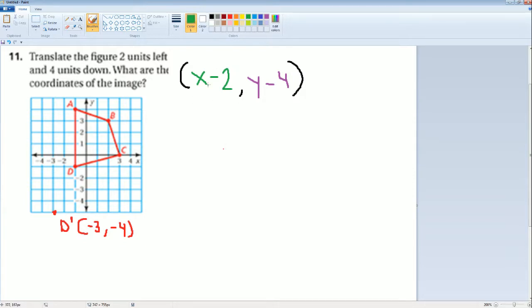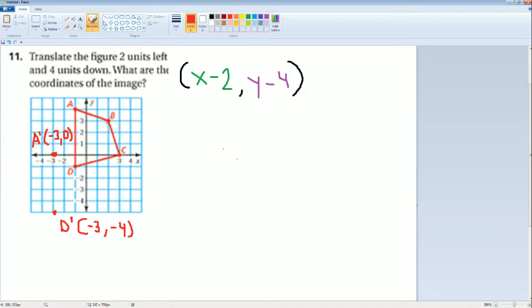Next, let's grab a. Go 2 to the left: 1, 2. Then 4 down: 1, 2, 3, 4. Perfect. Okay, so it's this point now. Let's make that red for you to see it. That point is called A prime because that is our new A value. We're going to call that -3, comma 0.